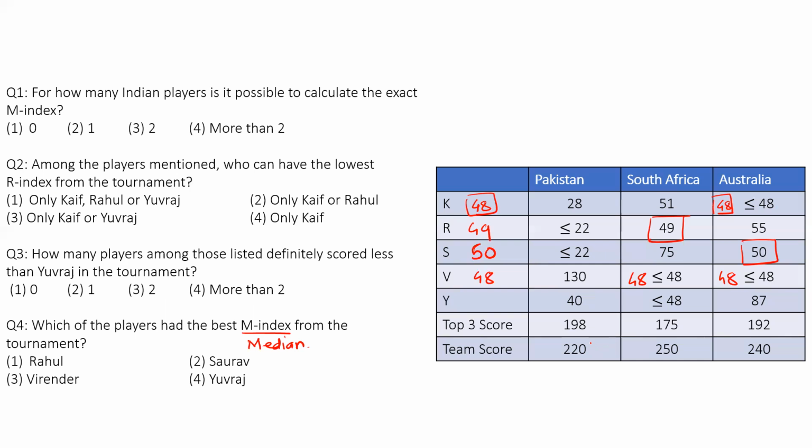Similarly, in case of Yuvraj, if you look, if he scored 48 in the second match against South Africa, his best possible M index will be 48. Clearly, I am able to see that option 2, Saurav, has the best M index from the tournament.